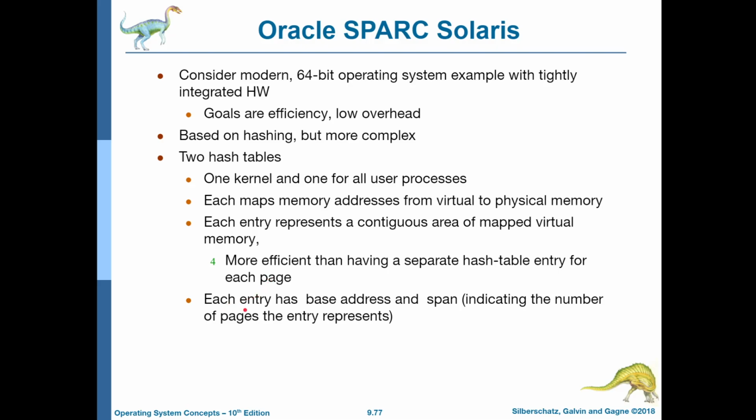Each entry of the hash table has a base address, so where the particular frame starts, and the number of pages, or the span, the number of pages that that particular entry represents. So you might have 1,000 pages represented by one hash entry. So basically it is making larger partitions out of smaller partitions.